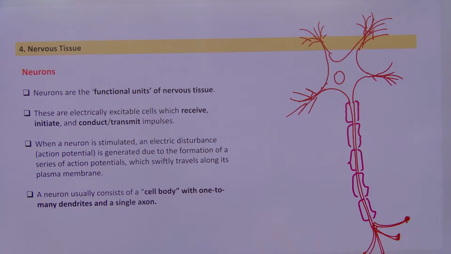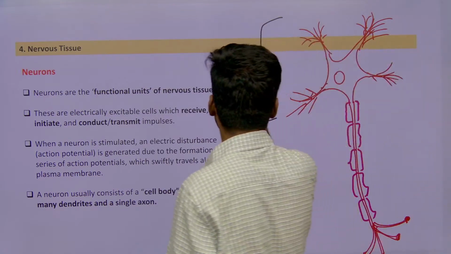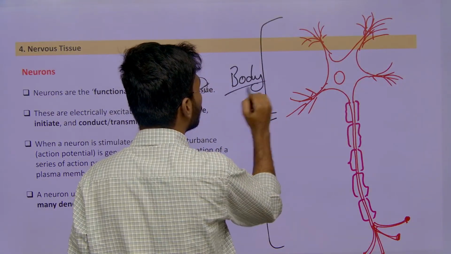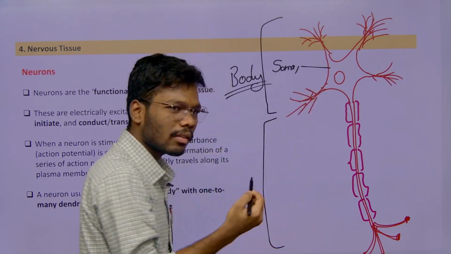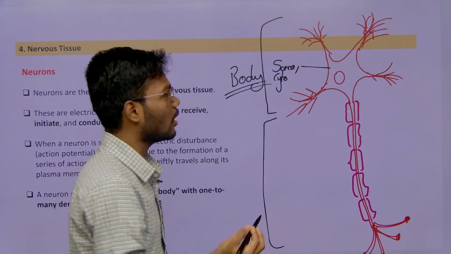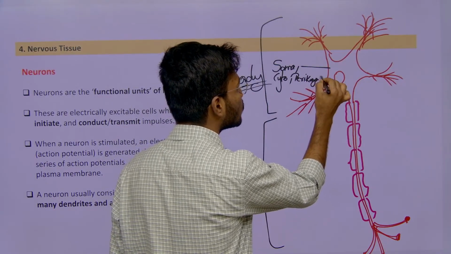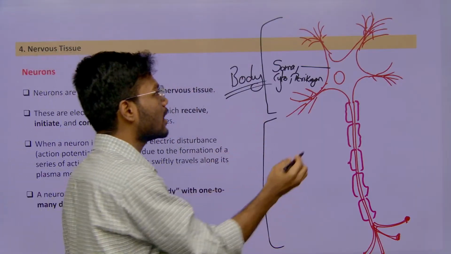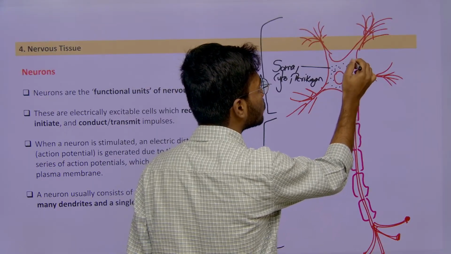We need to identify the different parts of this neuron and the labelings. The neuron is classified into two parts. The first one is the body, or we can call this soma, or we have different names, cyton, and another name, perikaryon. All these names imply the cell body, the cytoplasm.